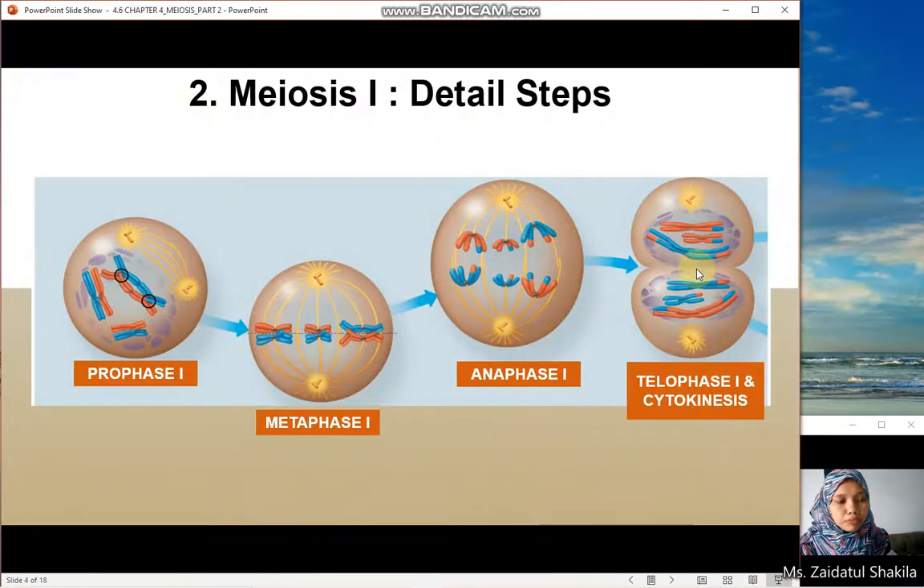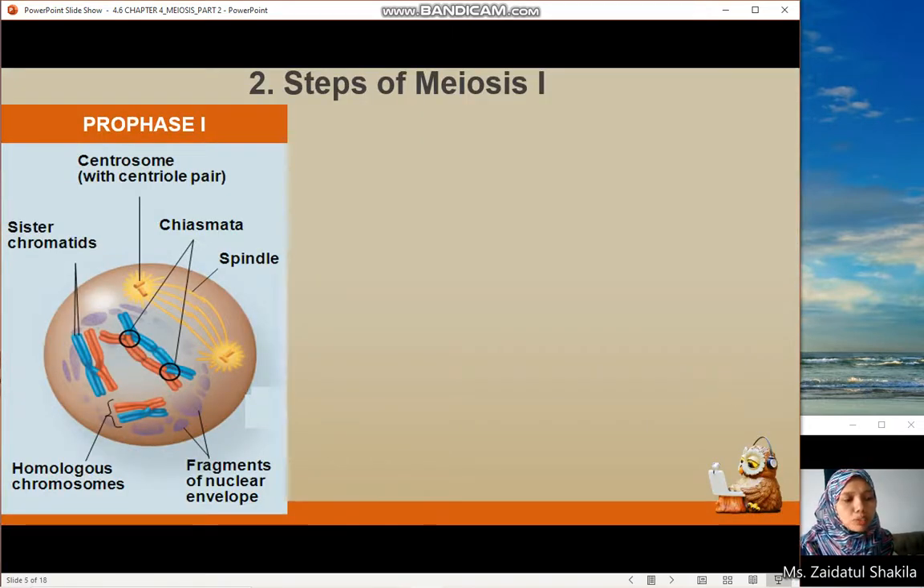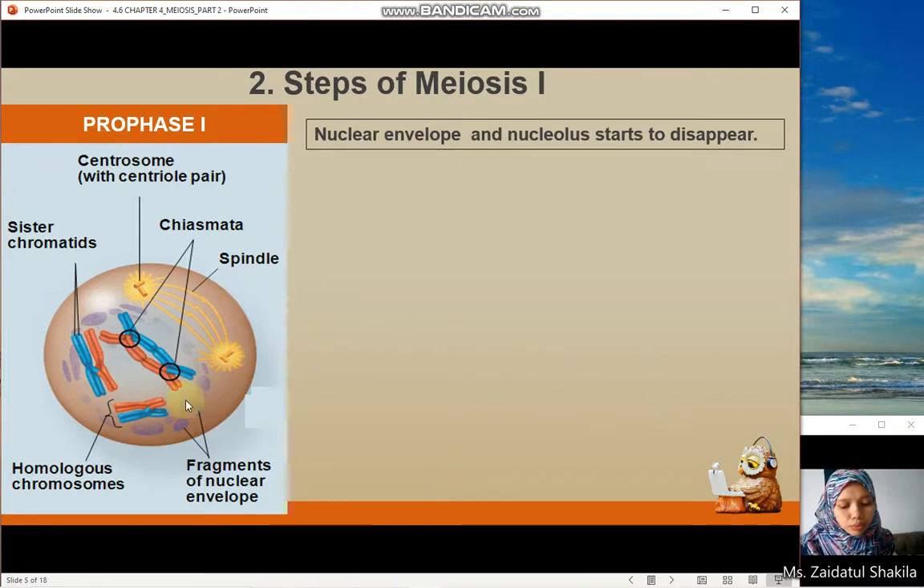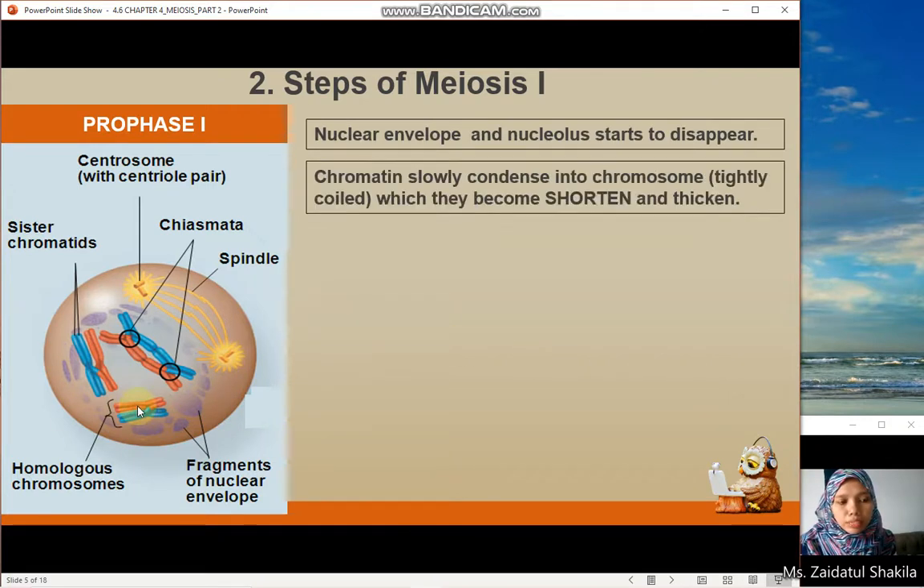Now we move to the first division in meiosis, which is meiosis 1. Meiosis 1 contains prophase 1, metaphase 1, anaphase 1, telophase 1 and cytokinesis. During prophase 1, the nuclear envelope and nucleolus start to disappear. Chromatin slowly condenses into chromosomes. The chromatin is tightly coiled, and becomes shortened and thickened.